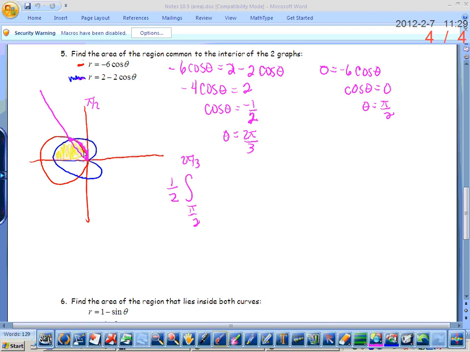Yes, so this is just for the little section that's bounded by the red circle. So therefore, I'm going to do 1/2 integral of (-6 cosine theta) squared d theta. And then once I hit that point of intersection, I'm moving over to my blue graph.